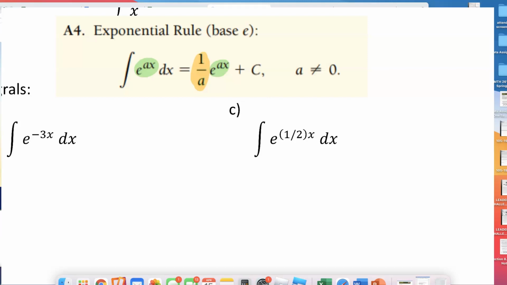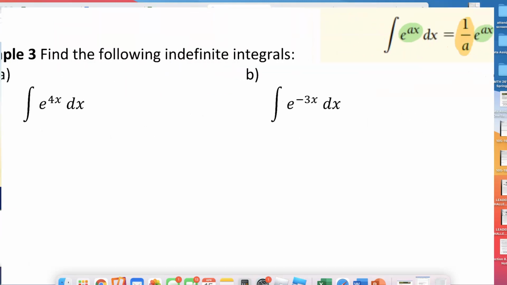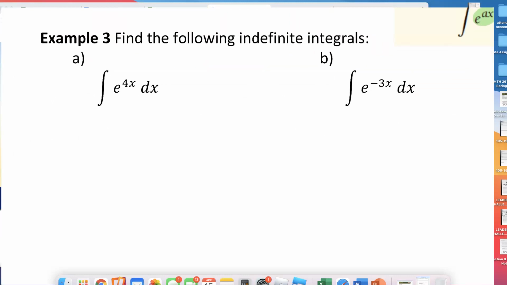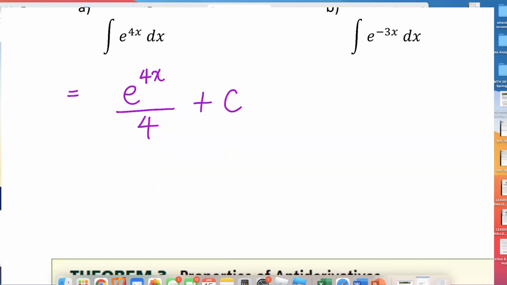So using that rule, I'm over here, okay? This is equal to e to the 4x power divided by what? 4, and that's it, plus c. Next one, it's so easy, right? Isn't it so easy? Well, you may want to check it, because you're like, this is too easy, I don't know if this is true.